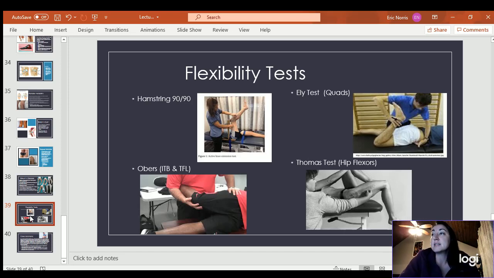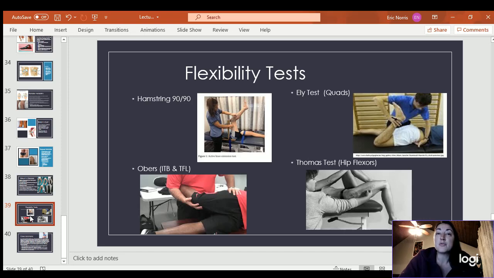Ely's test is checking for tightness in the quads. So they lay in prone, and when you flex the foot up towards the butt, if the hip comes off the table, if it starts to kind of come up, that means the quads are tight. If it's able to stay down, then it's not. It's a negative test.